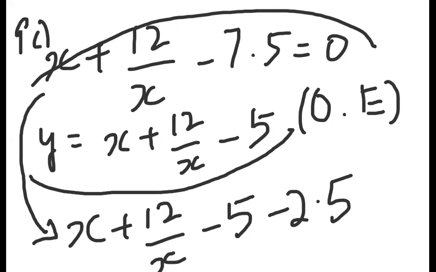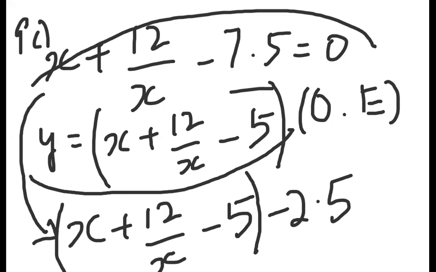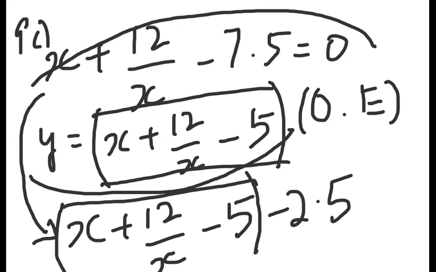Okay, I'm doing recording. So what we do is x plus 12 over x minus 5 minus 2.5. Why I do this is because this equation is now similar to this equation. If you have any question at any time, please say it out.